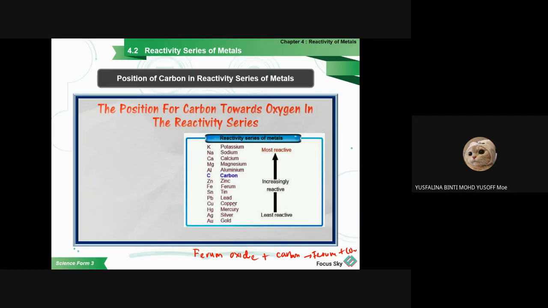So you can see here, before the experiment, when you try to react the carbon with aluminium, there is no reaction. So the position of carbon is below the aluminium. But when you react with the zinc, it can react, so it's higher than zinc. So the position of the carbon is between aluminium and zinc. That's the position of the carbon.